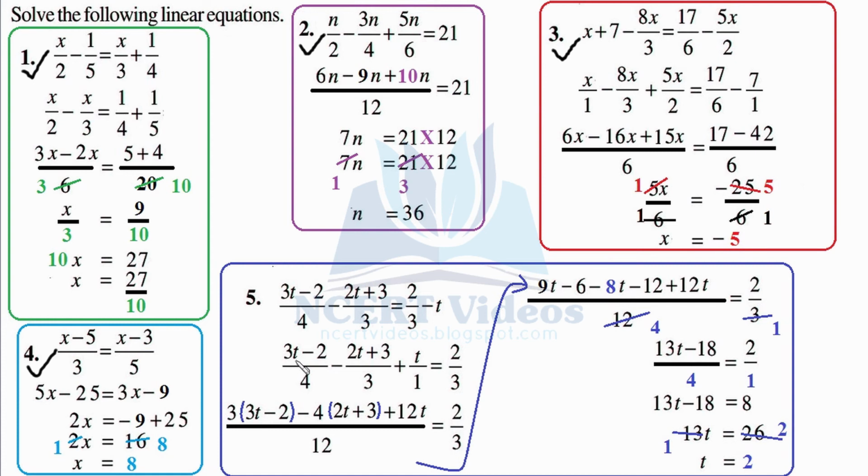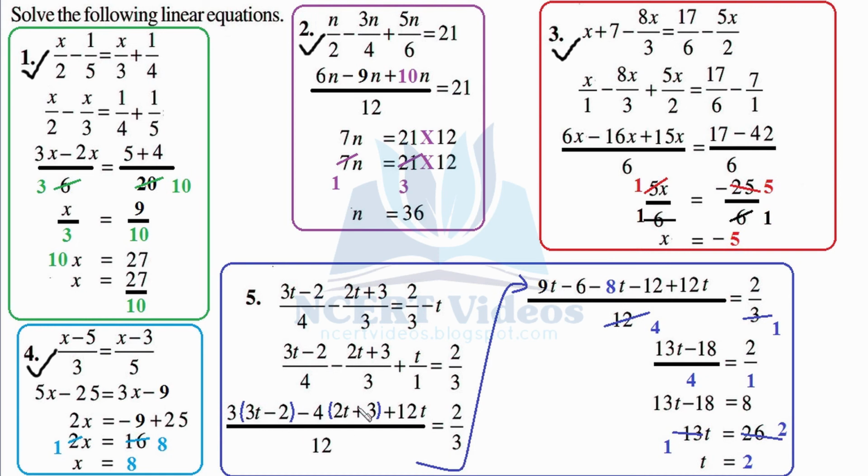So we need to multiply this 3t minus 2 with 3. So we wrote 3 and in brackets so that we do not get puzzled. So always try to increase your steps whenever you are finding yourself in confusion. Minus as it is, 3 4s are 12. We need to multiply 2t plus 3 with 4. Hence we wrote minus 4 and 2t plus 3 in bracket. Plus 1 12s are 12. So 12 into t is 12t. Equals to 2 over 3 as it is.